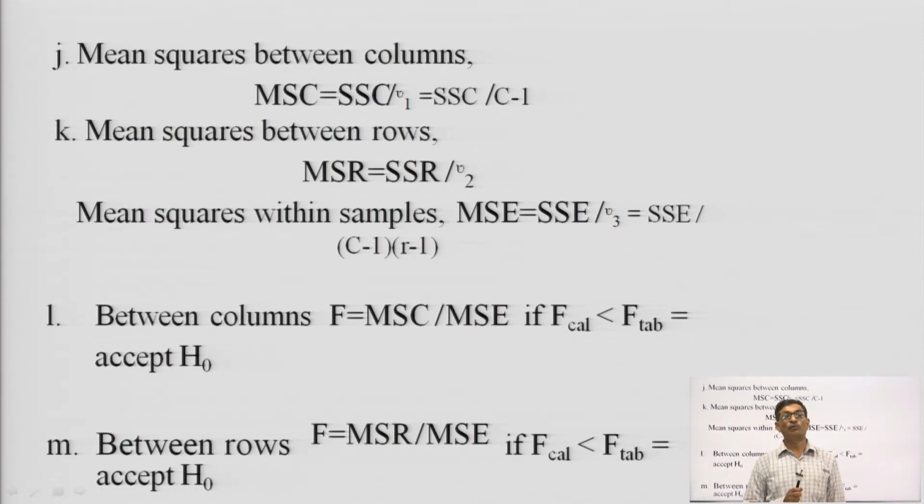Now we apply the F test. Here we find two F values: first F for columns, MSC divided by MSE, and second F for rows, MSR divided by MSE. Remember, the denominator should be less than the numerator, as the value of F is always greater than 1.